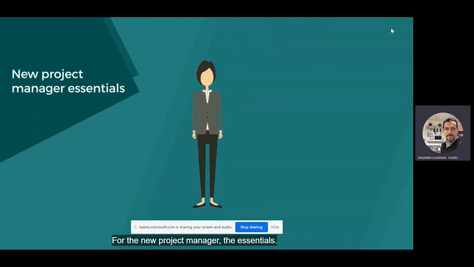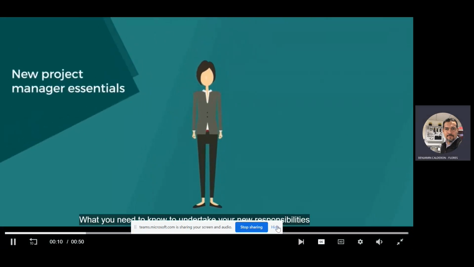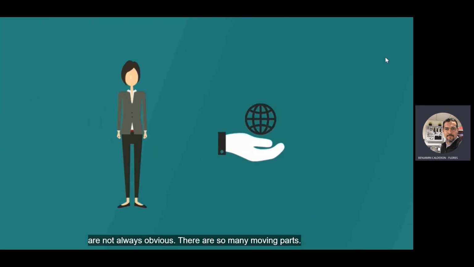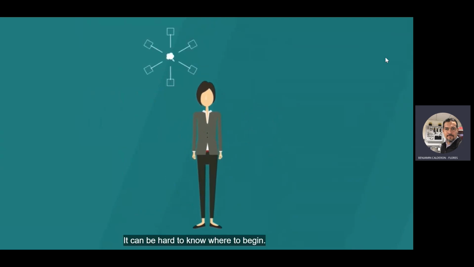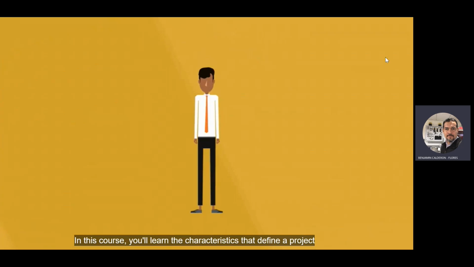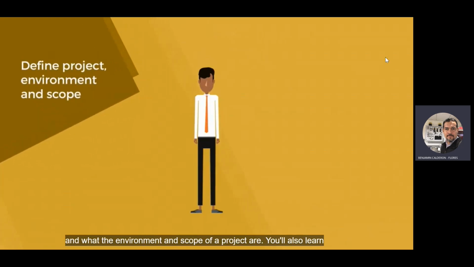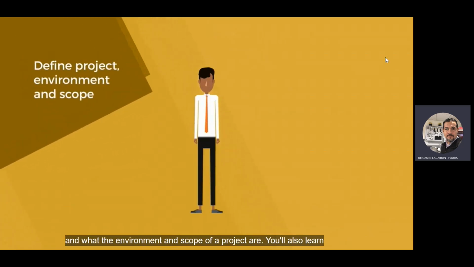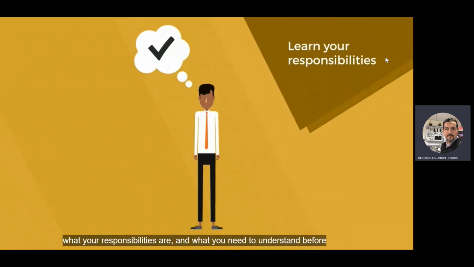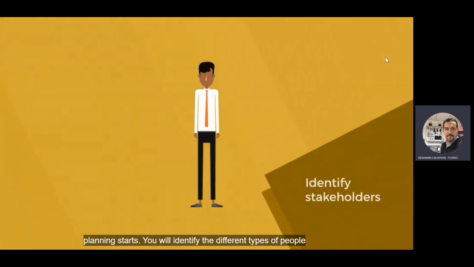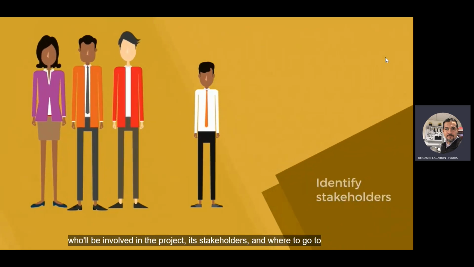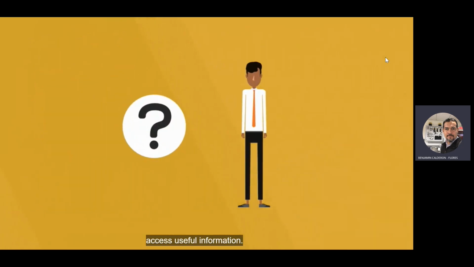For the new project manager, the essentials, what you need to know to undertake your new responsibilities, are not always obvious. There are so many moving parts, it can be hard to know where to begin. In this course, you'll learn the characteristics that define a project and what the environment and scope of a project are. You'll also learn what your responsibilities are and what you need to understand before planning starts. You'll identify the different types of people who will be involved in the project, its stakeholders, and where to go to access useful information.